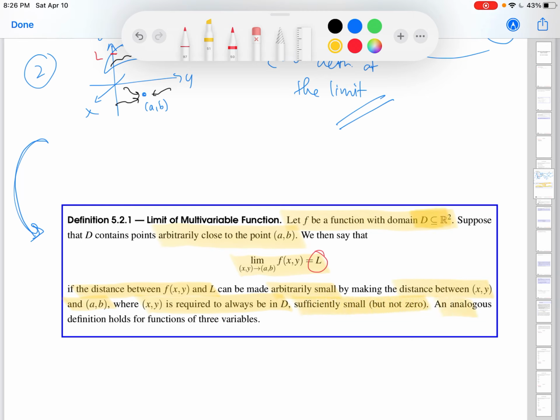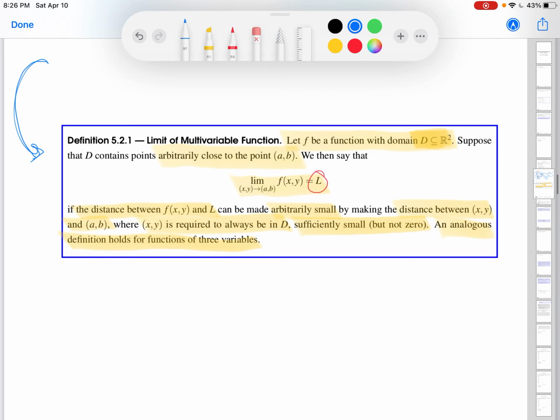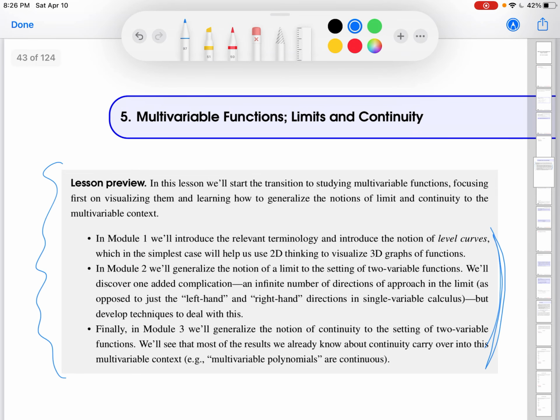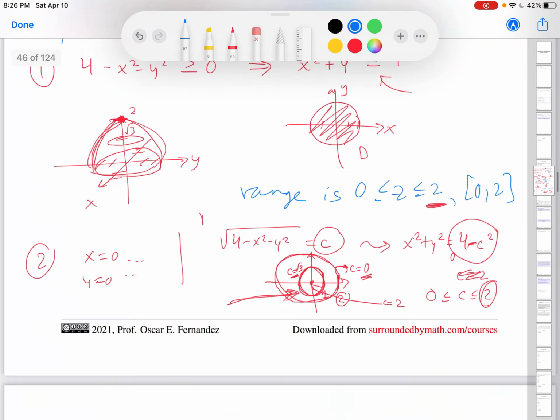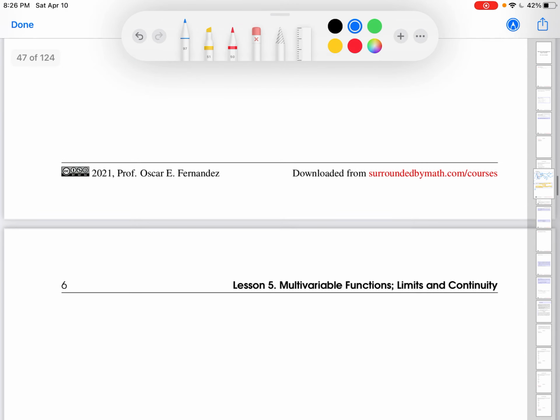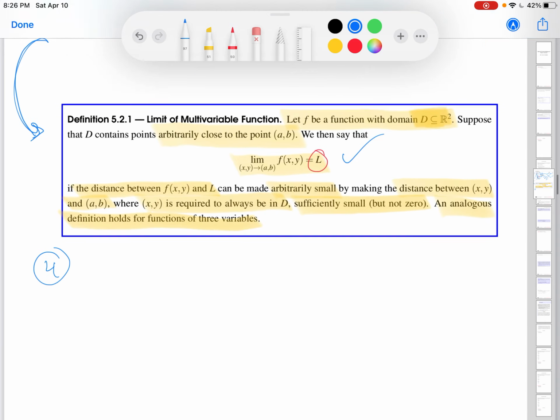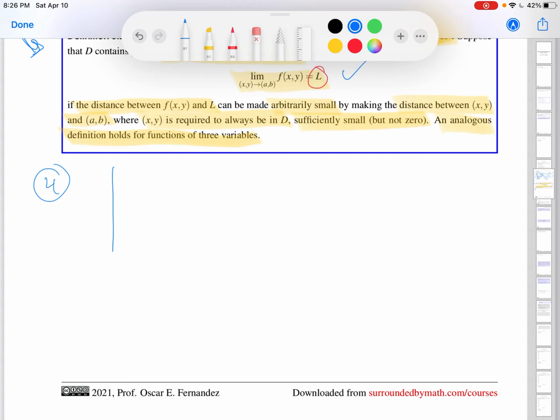And then, the usual caveat, an analogous definition holds for functions of three variables. So there's a lot going on in this definition, so I'm going to draw you a picture. The picture is going to be a sequence of images to show you what it would look like if, in fact, we had a function where the limit was indeed equal to some number L and did exist. So let me draw you that sequence of pictures.